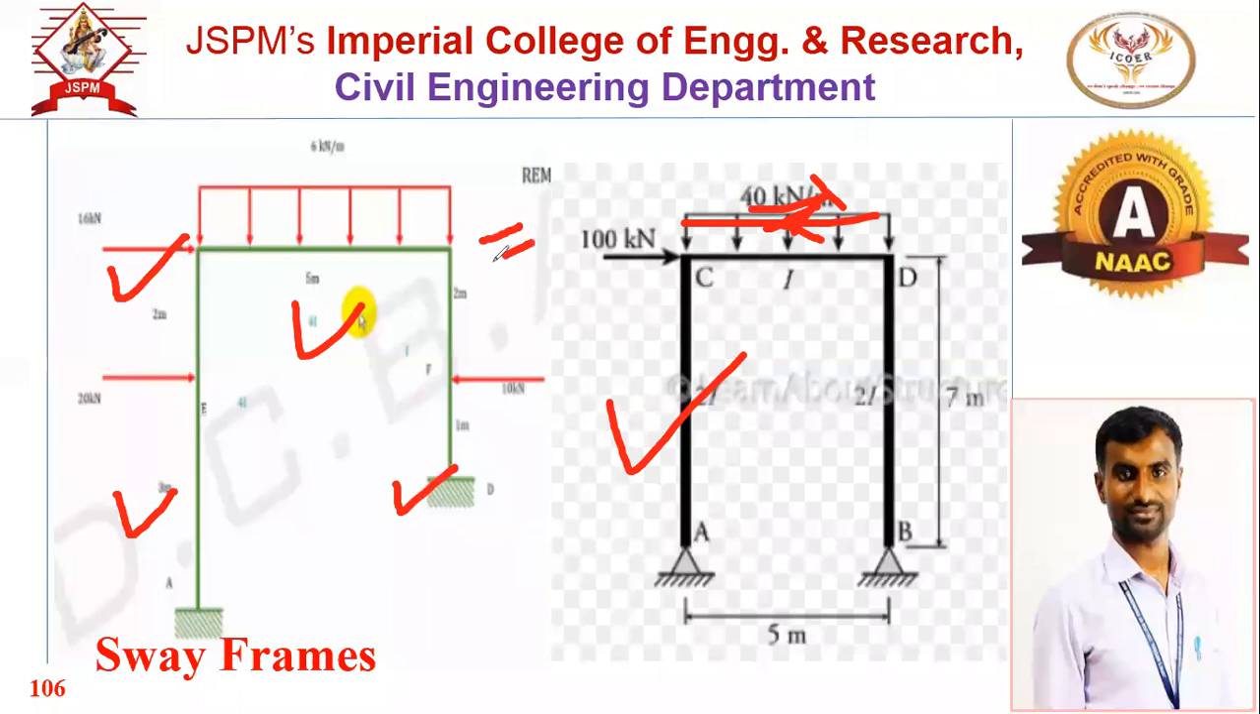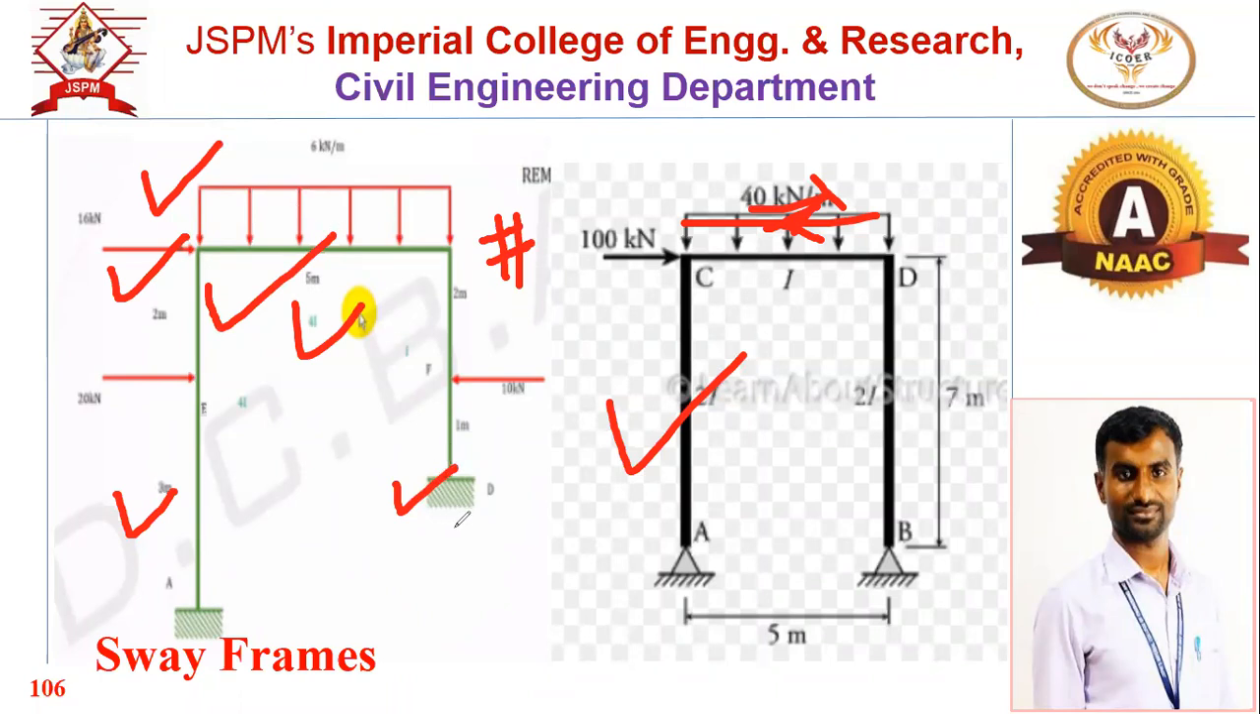Suppose by chance there is a numerical from this general sway frame in the examination, so always try to attempt the OR question, because in such a numerical we have to perform two analyses. One is for non-sway and the second is for sway. So almost it is as good as solving two numericals.